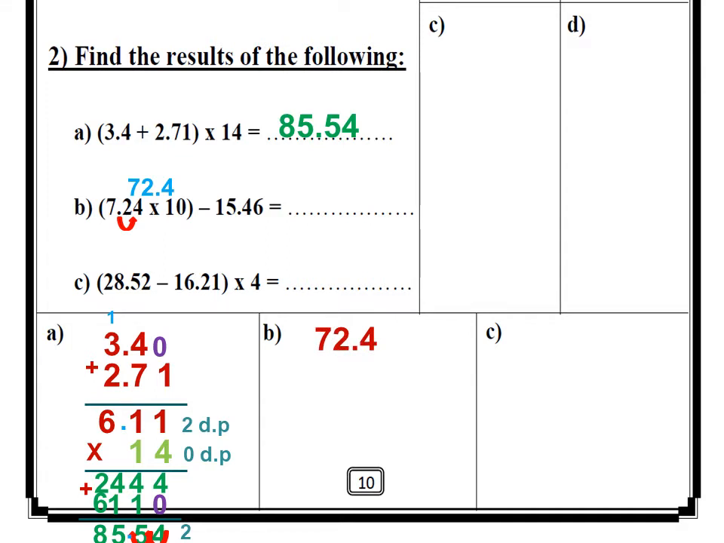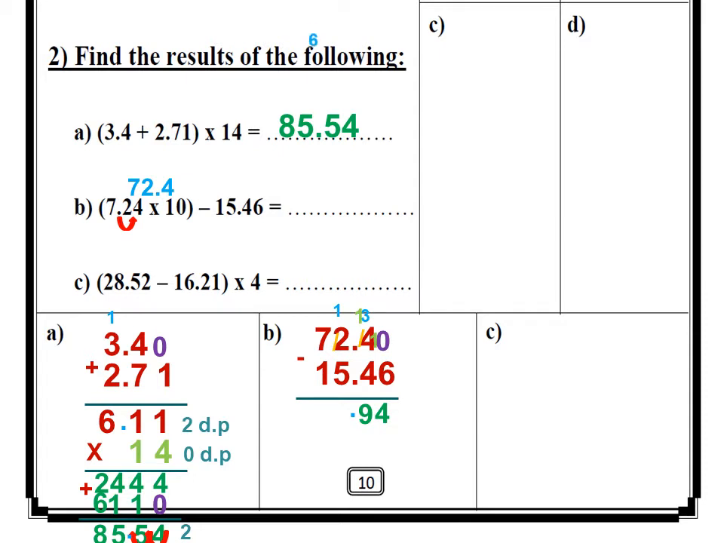Take it in my rough work, 72.4 minus 15.46. Don't forget to fill up your empty space with the zeros. 0 minus 6 I can't, so I'm going to borrow from the 4. It's going to be 3, and the 0 is going to be 10. 10 minus 6, which is 4. 3 minus 4 can't, so I'm going to borrow from the 2, which is going to be 1, and the 3 is going to be 13. 13 minus 4, which is 9.